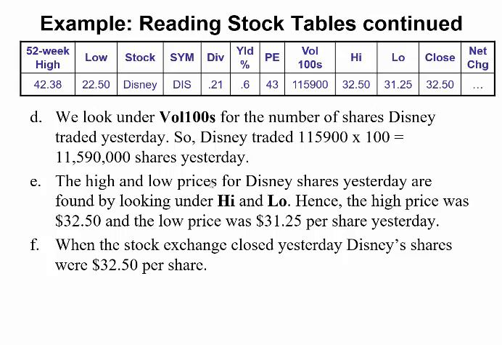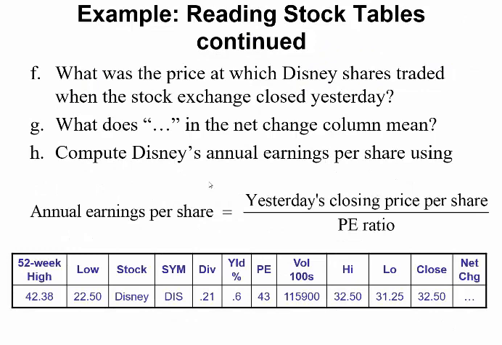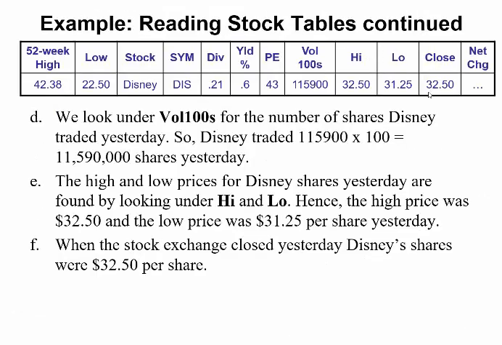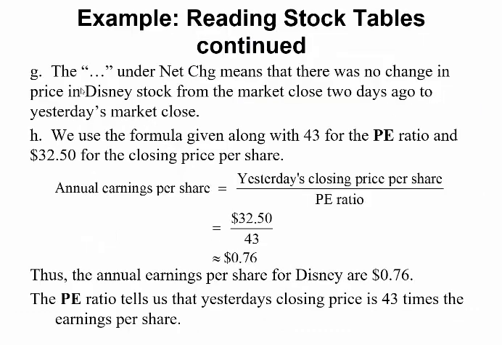Let's look back at what F was. F was the price at which a Disney share traded when the stock closed yesterday. So the close, when the stock closed, was $32.50. Net change means there's no change in the price of Disney stock from when the market closed two days ago to when the market closed yesterday. That's all it means. It didn't change at all over the last two days.